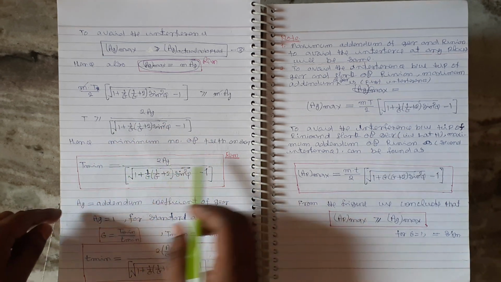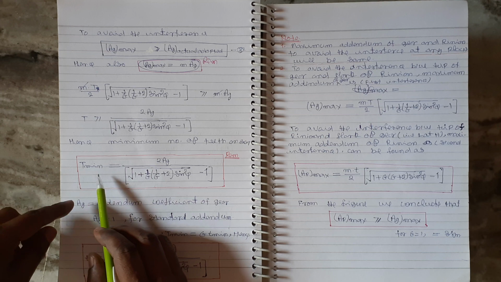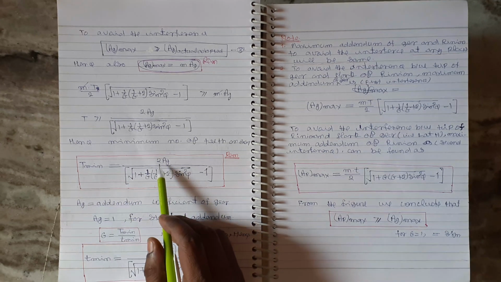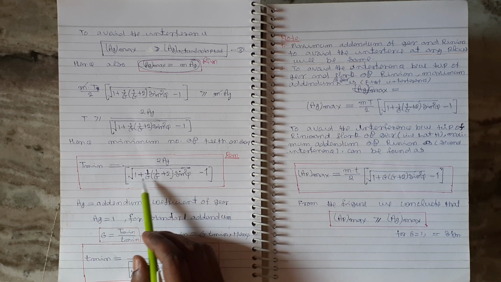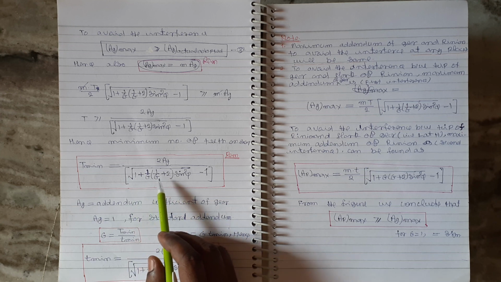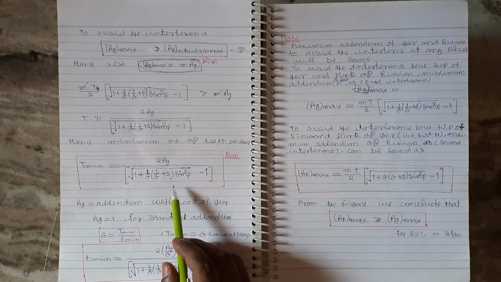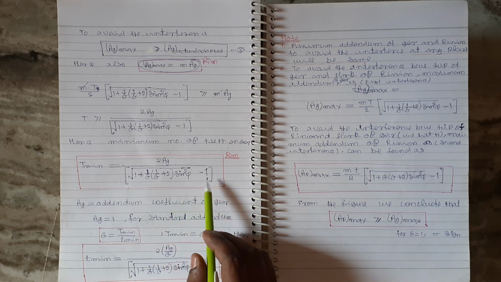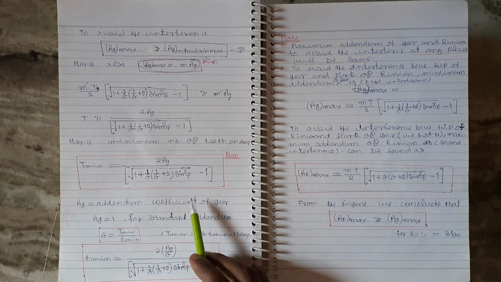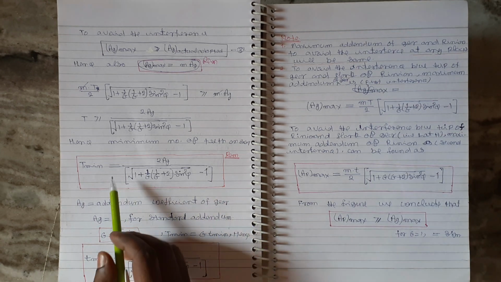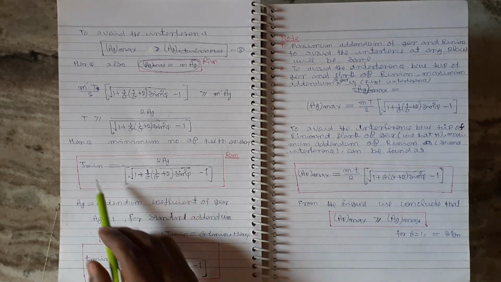So the minimum number of teeth on the gear, capital T minimum, is equal to 2 times AG divided by under root 1 plus 1 by G, inside the bracket 1 by G plus 2 into sine square phi, outside the root is minus 1. So the minimum number of teeth on the gear can be calculated from this formula.